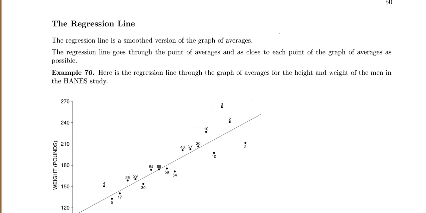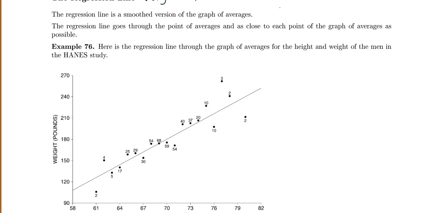Now the regression line. This one is very useful. One way to think of the regression line is that it's a smooth version of the graph of the averages. So if these are all the averages, all the points, and you try to smooth it out into a line, that would be your regression line. The regression line goes through our point of averages, so the average of x and average of y, and it's as close to each point of the graph of averages as possible. So here's our regression line through the averages of the height and weight for the men in the Haynes study.